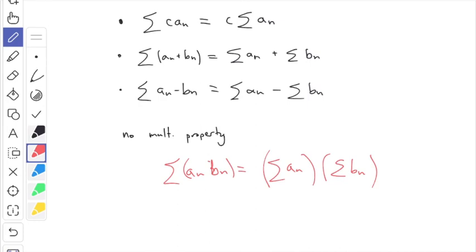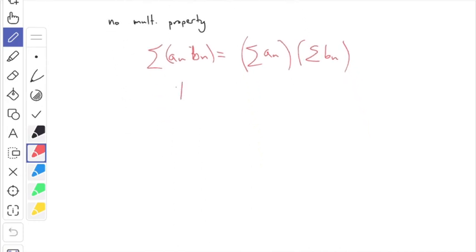For example, this is false, even for normal finitely many sums. Like, for example, if on the left side I had just, say, two things, the sum from n equals 1 to 2 of an, that's just a1 plus a2, right? And let's say I also had the same thing for b's. Actually, it's not even true in that case. If you just have two things, the sum of an bn would look like a1 b1 plus a2 b2, right?